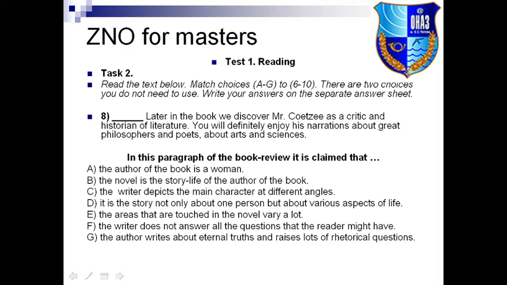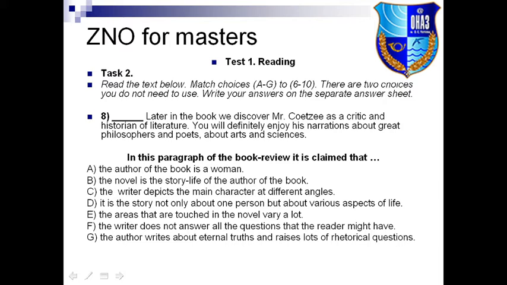And let's go quickly through the task because in the previous lessons I have read it a lot of times. Anyway, the task is to read the text below. This is only part 8, question 8, and all the options from A to G, and we will try to find which option matches question 8 the best. There are 2 choices you do not need to use.